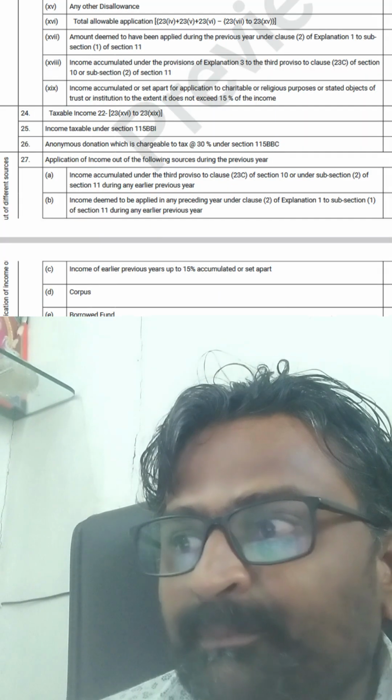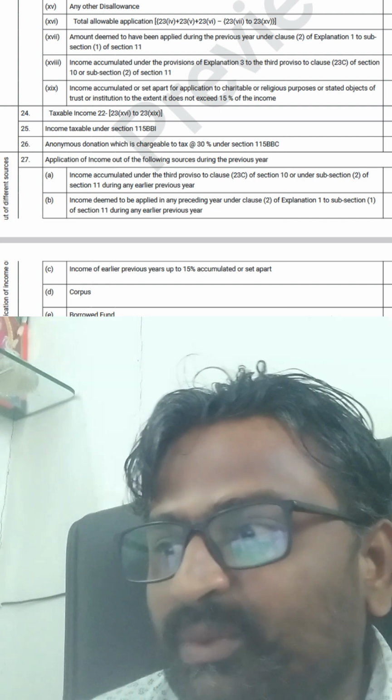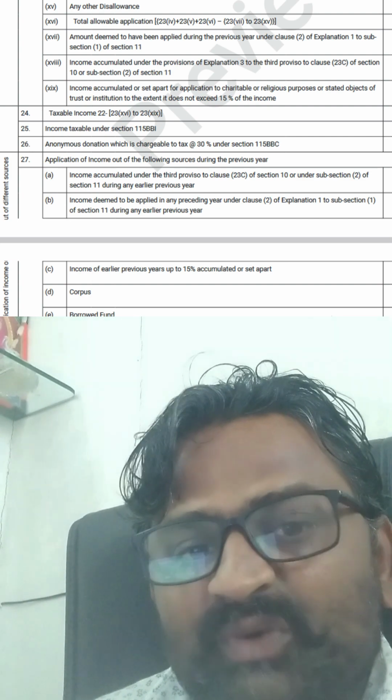After that, there is a section called anonymous donation. You are supposed to see whether that application of money forms part of taxable anonymous donation or does not form part of taxable anonymous donation. You need to think on it and then only report, because certain anonymous donations are taxable at 30% under section 115BBC. So you have to take care of that.